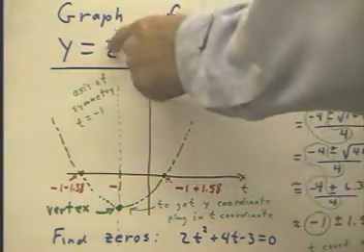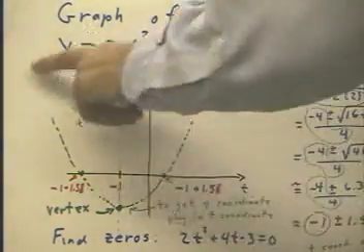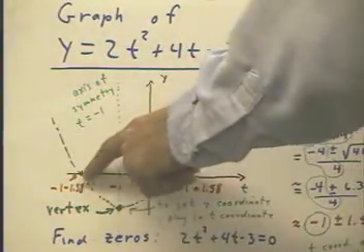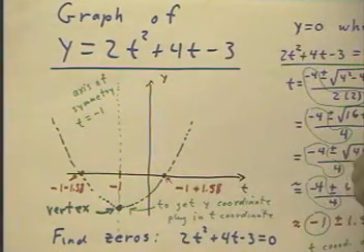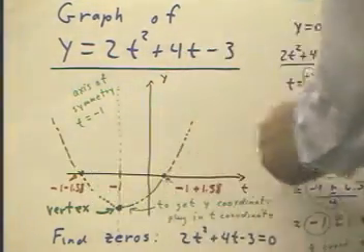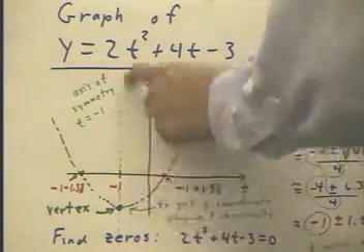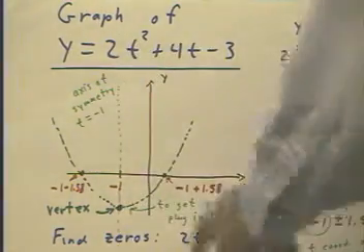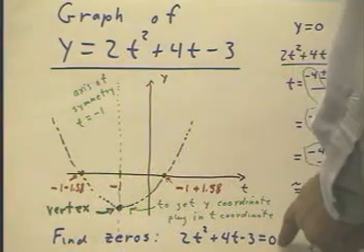The parabola is going to have an axis of symmetry. If it passes through the horizontal axis, it's going to have two zeros, two places where it intercepts the axis, and a vertex on the axis of symmetry. We begin by finding the zeros.